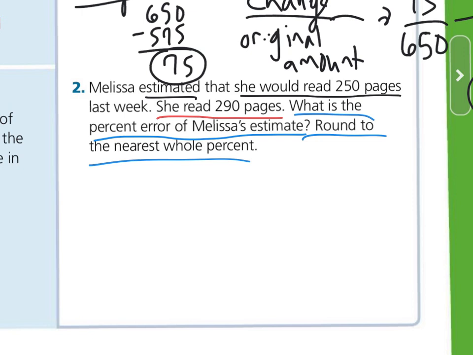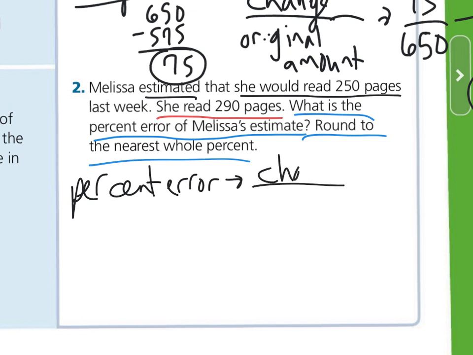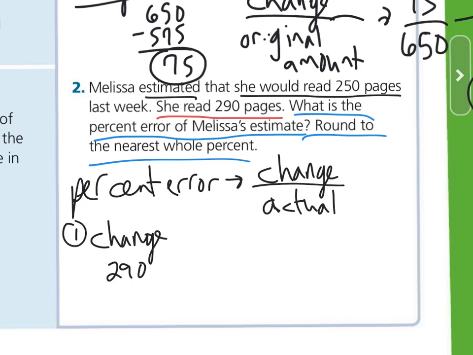So for percent error, it's a similar idea to percent change. For percent error, we do the change divided by the actual. Instead of change over the original, we do change over the actual. So first we'll find our change. So 290 minus 250 is a difference of 40. And then we're going to do the change over the actual.